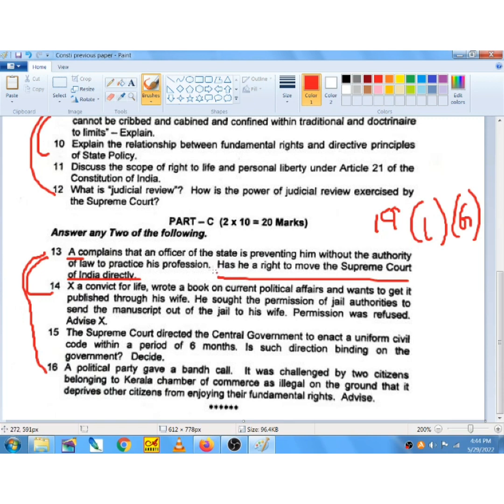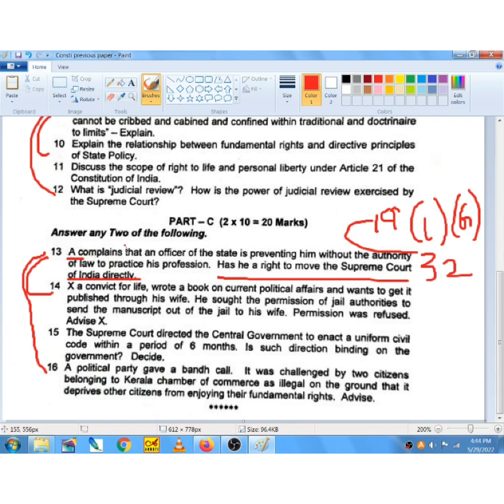So the second part of the question is whether he has a right to move the Supreme Court. So whenever any fundamental right is infringed or violated, you can directly move the Supreme Court under article 32. So in this case there are 2 principles involved, so you need to talk about both these principles, and lastly you need to provide a conclusion wherein you will talk about the specific case.